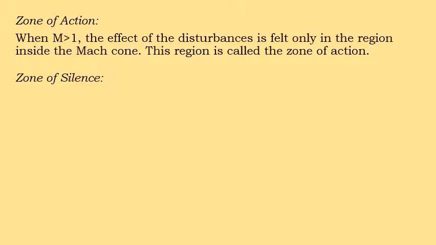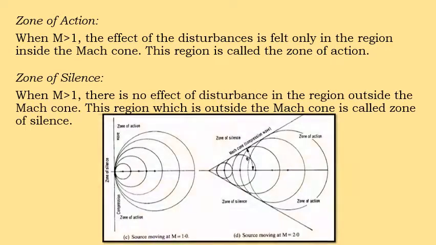Regarding these two terms, the zone of action: when the Mach number is greater than 1, that means supersonic flow, the effect of disturbance is felt only in the region inside the Mach cone. This region is called the zone of action. If you consider that cone, the region inside that cone is called what? Zone of action. That means the propagation of the pressure waves takes place in that cone region. And beyond that area is called the zone of silence.